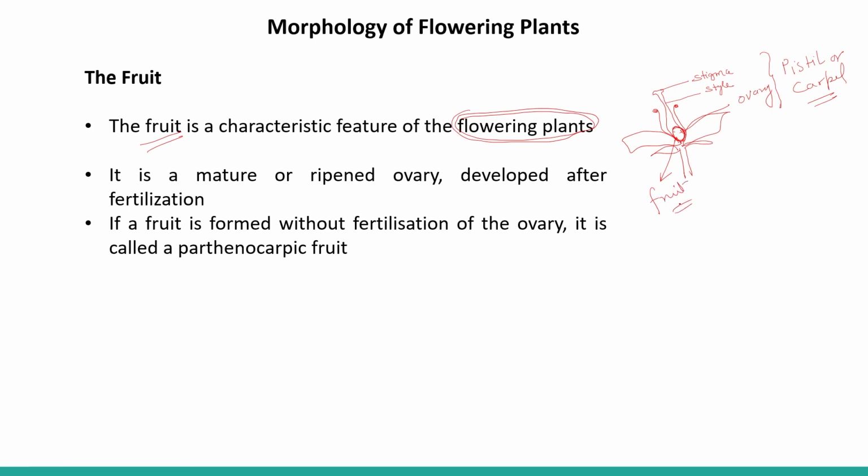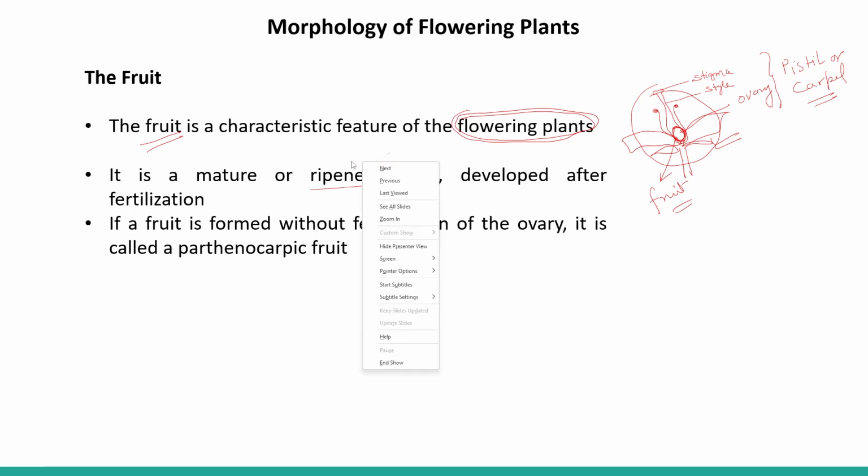Now this swollen ovary, after fertilization, forms the fruit. This structure is present only in flowering plants, where the flower is present. The fruit is a mature, ripened ovary, and the ovary ripens after fertilization. So it is a mature or ripened ovary developed after the fertilization.